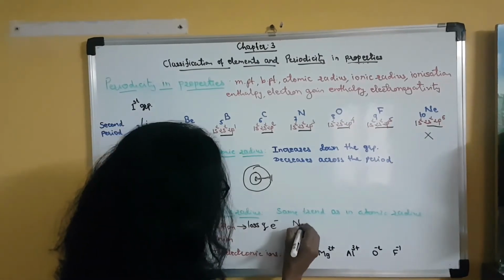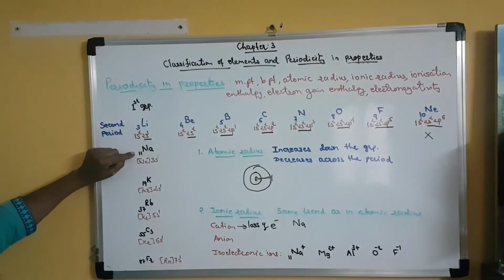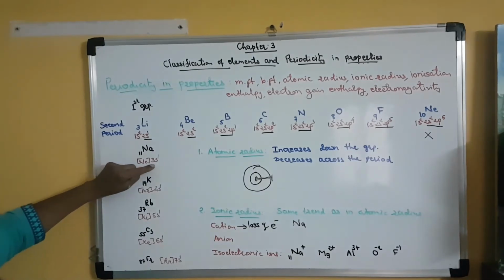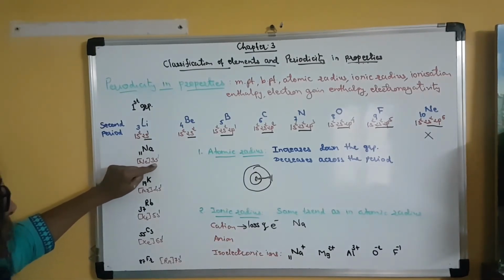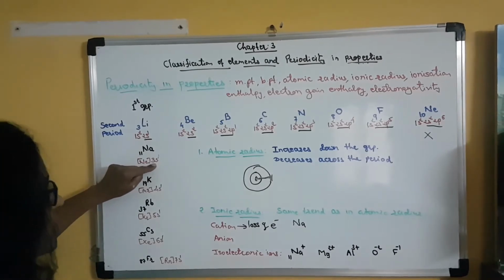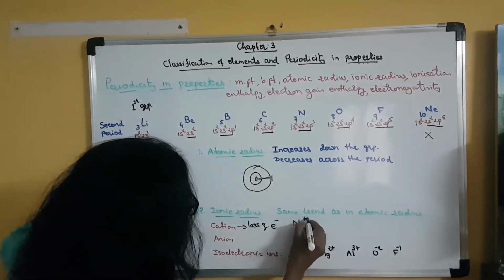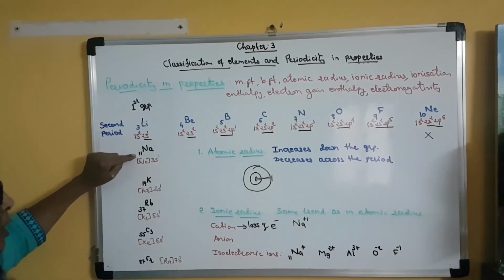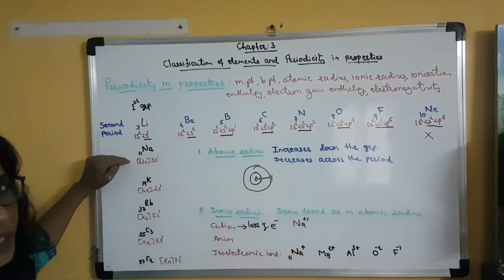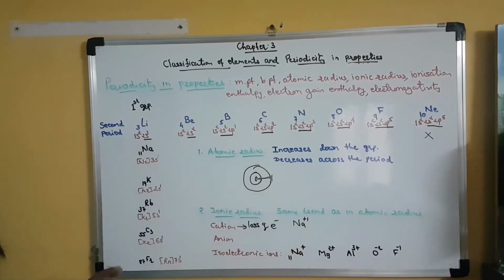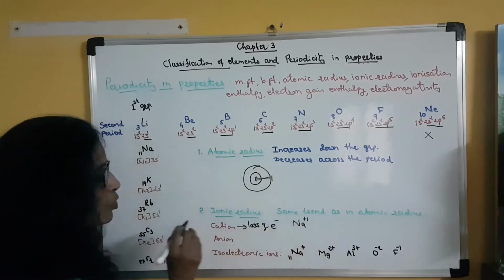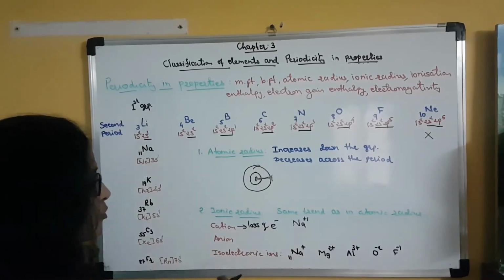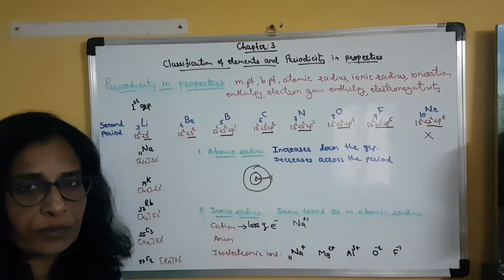For example, sodium. Sodium has 11 electrons, in which the last electron is present in the 3s orbital. If this electron is removed, then sodium will acquire +1 charge. Why? Because it has 11 protons, but now the electrons are 10, one is lost. So 11 minus 10, so +1. So sodium is converted into a +1 ion. This positive ion is called cation. So cation is formed by loss of electron from the neutral atom.